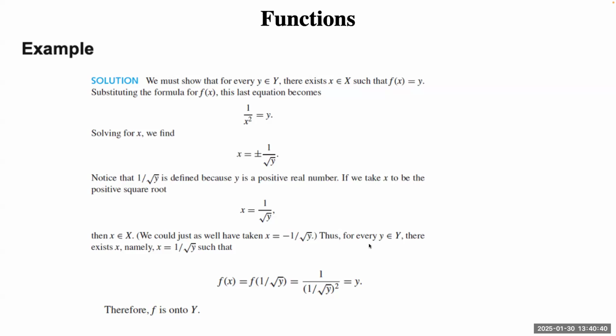So for every y in Y, there exists an x in X, namely 1 over root y, such that f of x, which is f of 1 over root y, equals 1 over root y squared, which is y. So every f of x equals a y. So every element in Y is hit. Therefore, f is onto.